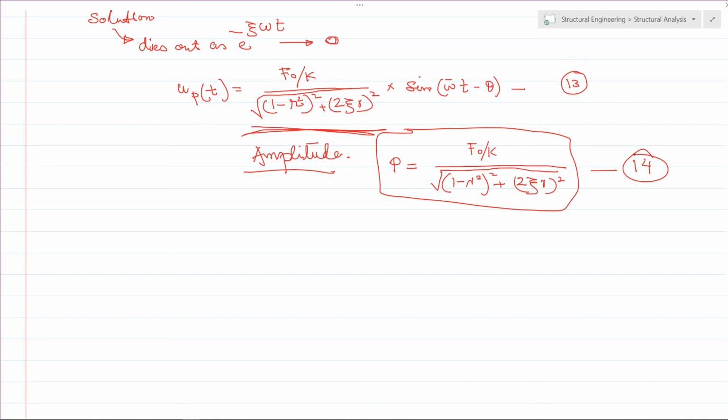I can conclude like this: if there is a harmonic force acting on a damped system, then its transients, which depend on the damping of the system, will die out gradually as the factor e raised to the power minus xi omega t dies out or becomes very low, but the steady state solution will prevail, it will be there, and its amplitude will be given by this equation. So I think I should conclude my lecture over here.